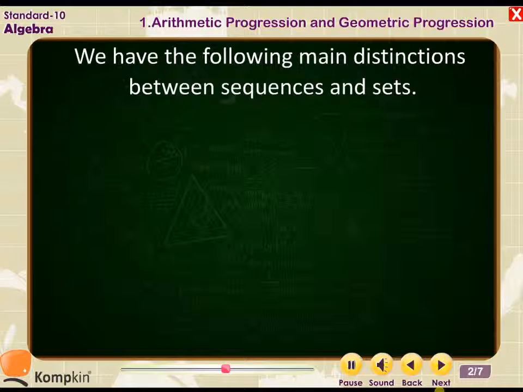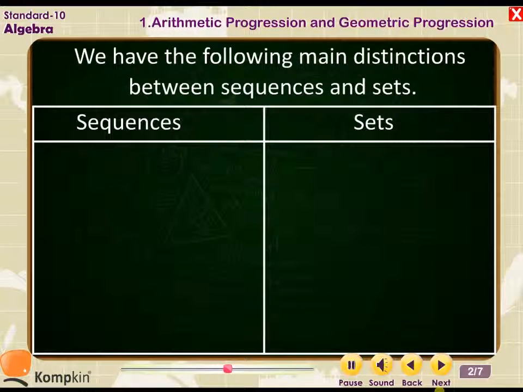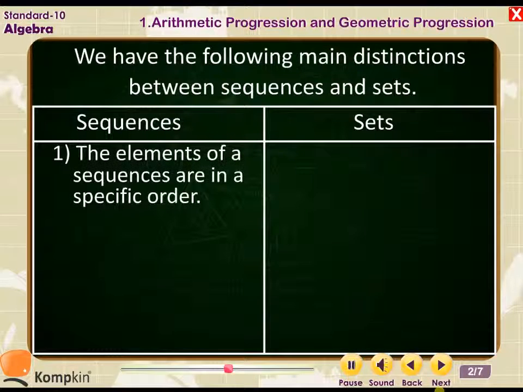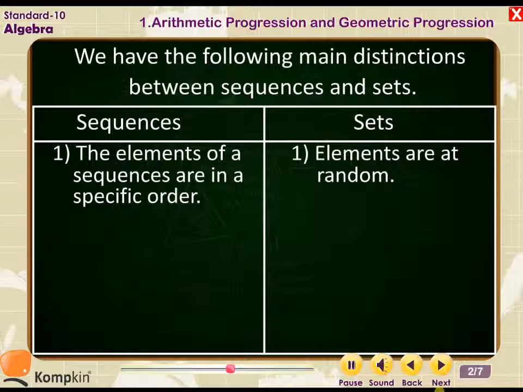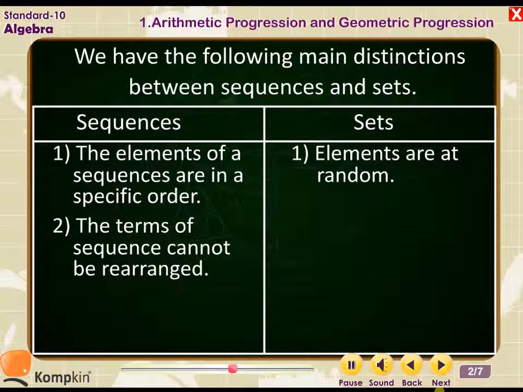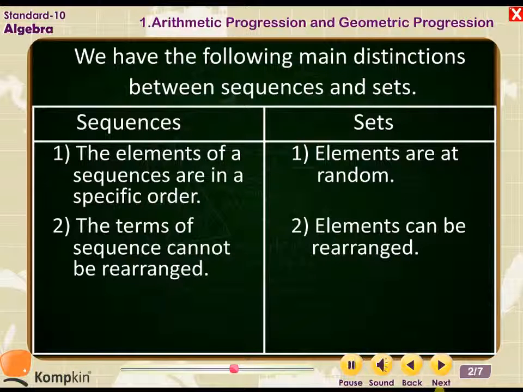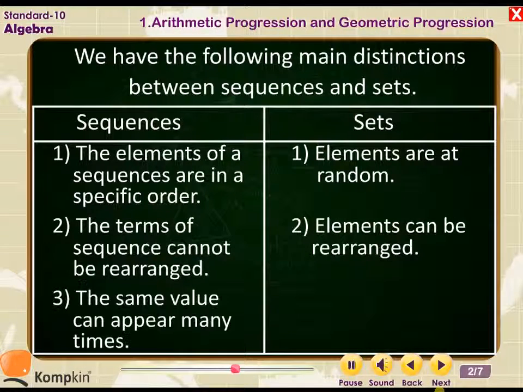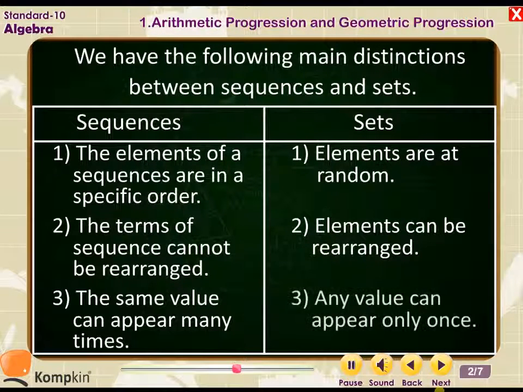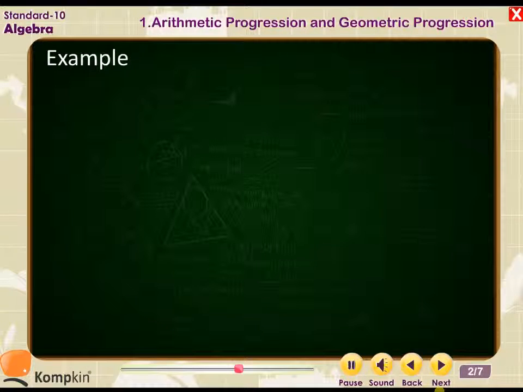We have the following main distinctions between sequences and sets. Sequences, sets. 1. The elements of a sequence are in specific order. 1. Elements of a set are at random. 2. The terms of a sequence cannot be rearranged. 2. Elements of a set can be rearranged. 3. The same value can appear many times. 3. Any value can appear only once.